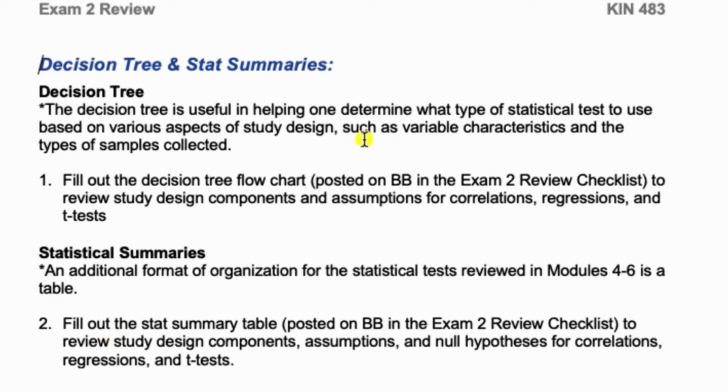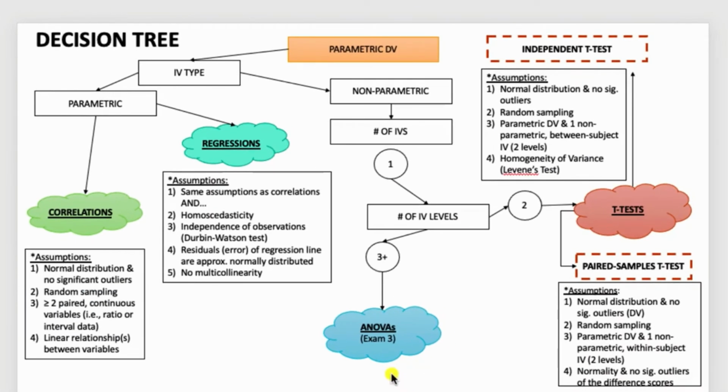And these were always in the supplemental material, so I don't know if any of you have actually looked at these, but just so you know that they do exist, we have the decision tree, which is kind of useful in helping us decide what tests to use based on variable characteristics.